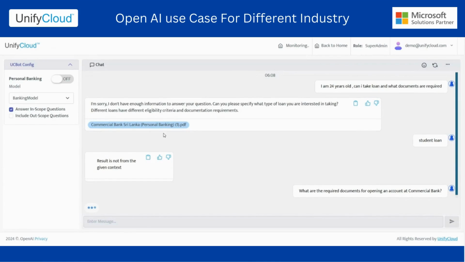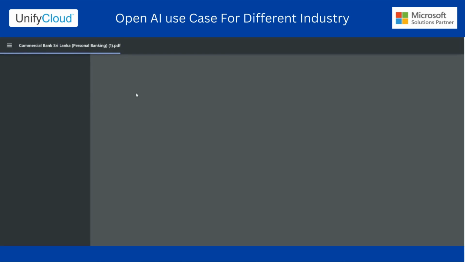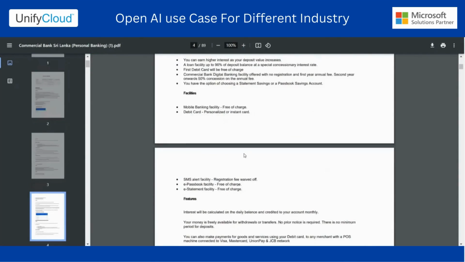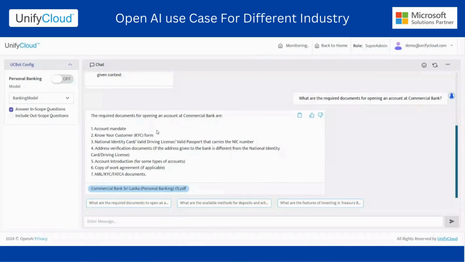We have trained this model based on citations and data, that okay, this is the data that we have, this is the document that was uploaded. So this bot has been trained in such a way that if I ask what documents are required, it says it's your KYC form, your NIC details and everything. So it can give you this information based on those.